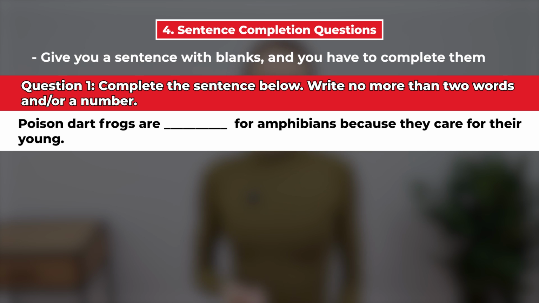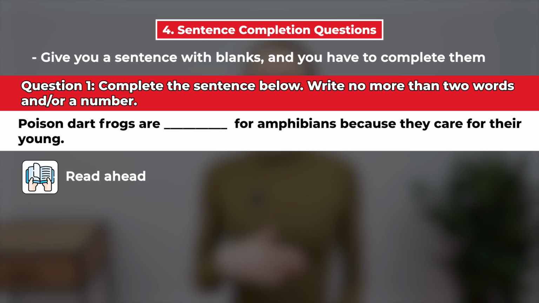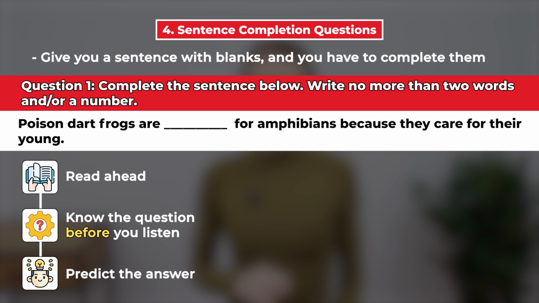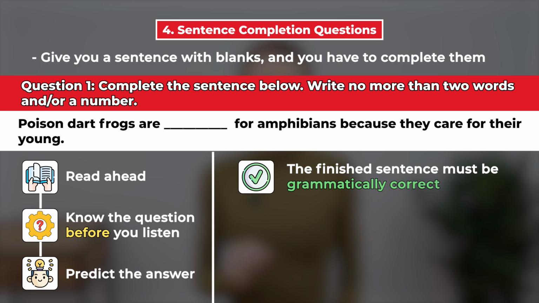To solve these questions correctly, it's extremely important that you read ahead. So make sure you know what the question asks you to do before you listen to the relevant information. If you know what the questions are before you listen, you can predict the answer, which makes it easier to figure out the correct answer. Also note that the finished sentence must be grammatically correct. If not, you will lose points.